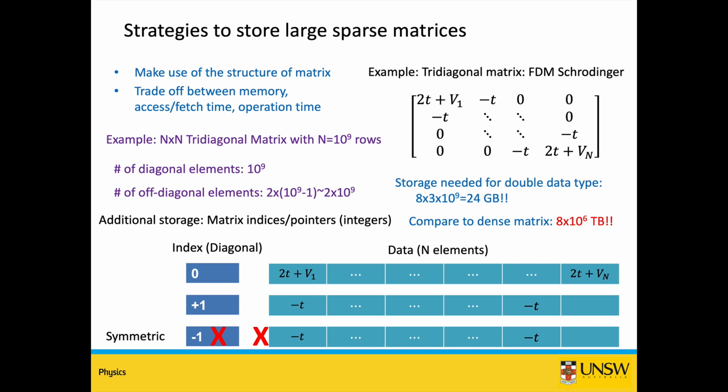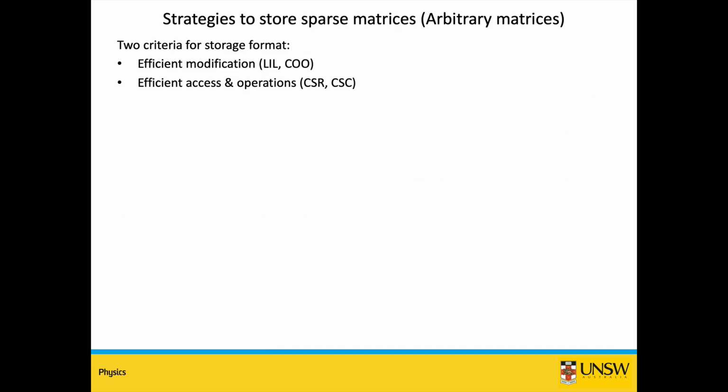But there are actually many formats that are available for sparse matrices. And there are two primary criteria that guide which format you need to choose for which application. The first criterion is efficient modification. How can you modify particular entries of the matrix easily? Or if you want to insert an element into the matrix where there was a 0 element, if you want to change that to a non-zero element, how easy is it to do so? That's one of the criteria.